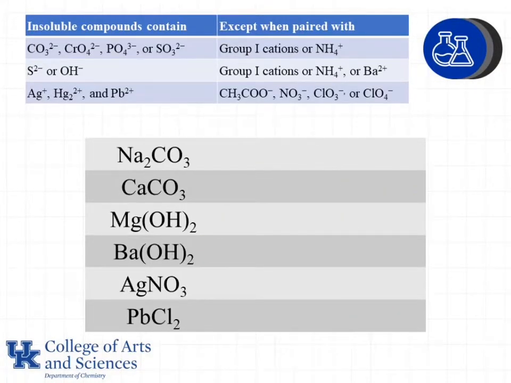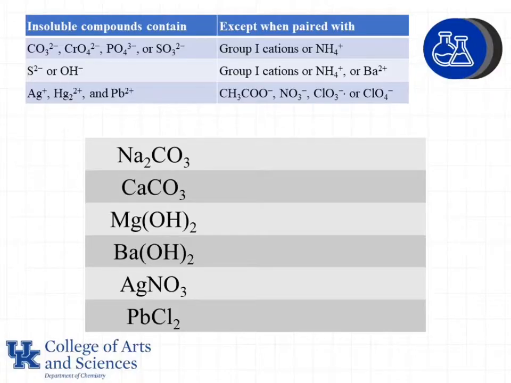Now we're going to look at a list of insolubility rules. Compounds that contain the ions listed in the left column are generally insoluble, except when they're paired with one of the species listed in the right. These are the exceptions to the insolubility rules.